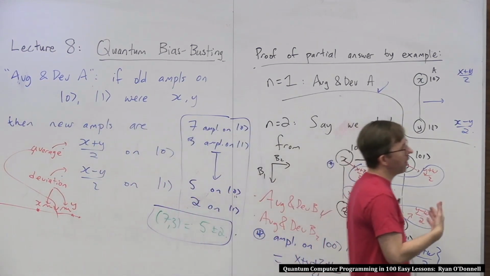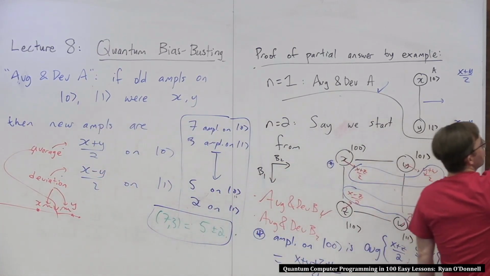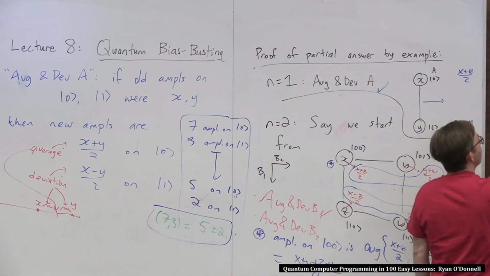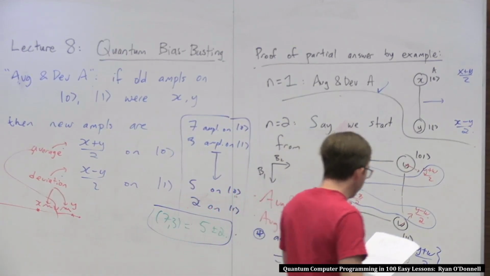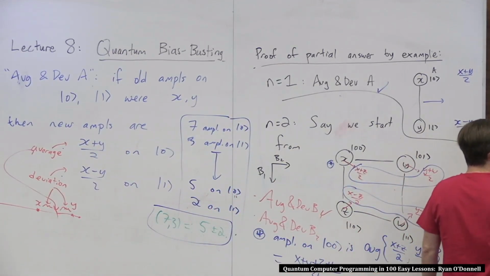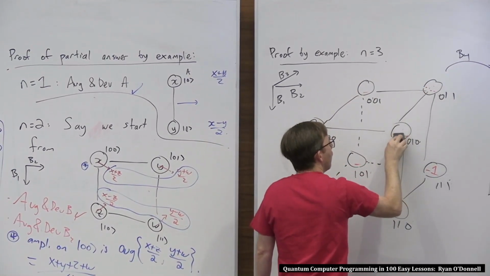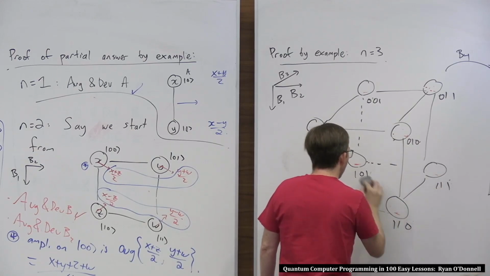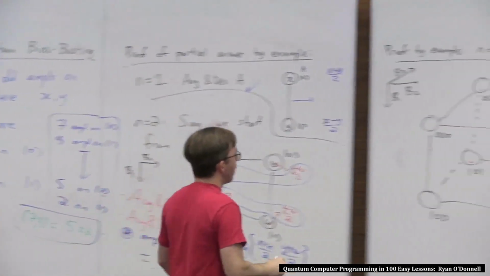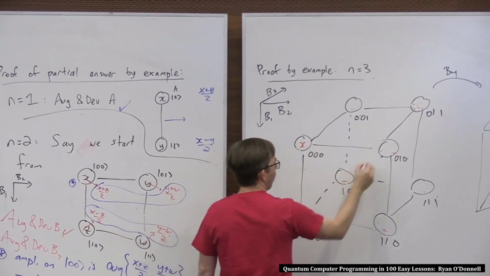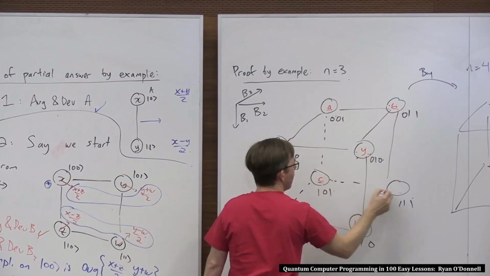I'm going to do one more n to try to convince you of this partial answer. And luckily, I have this diagram here. So we're still doing proof by example of this partial answer, and we're still doing this picture. And what's going on in this picture? Okay, let me erase what we had here. What you can really imagine is, if n is 3, then at the very beginning maybe you had x, y, z, w, a, b, c, d.